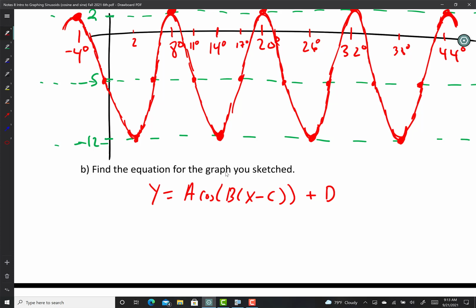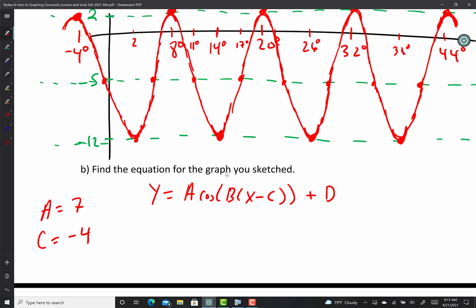Did they tell me what the amplitude was? Yes. What was my amplitude? A, which was 7, the number, right? Did they tell me what my shift was? Yes, negative 4. So it's going to be a plus 4 when I write it in the equation.